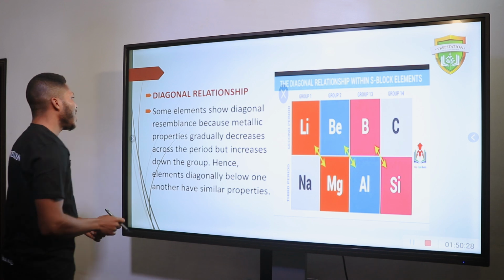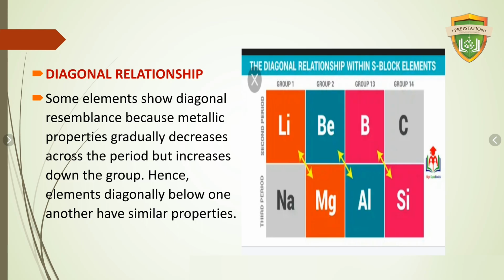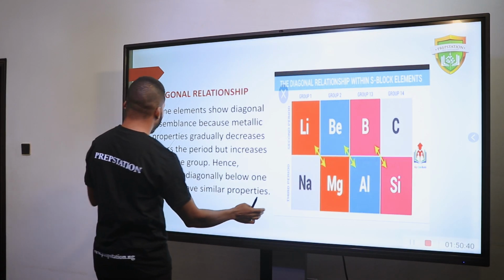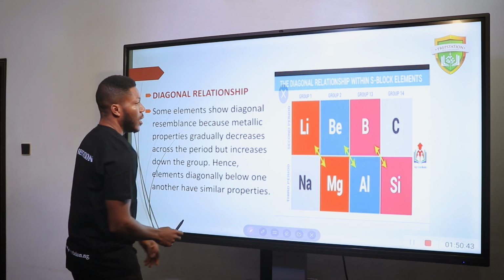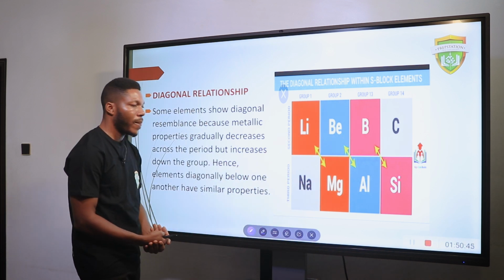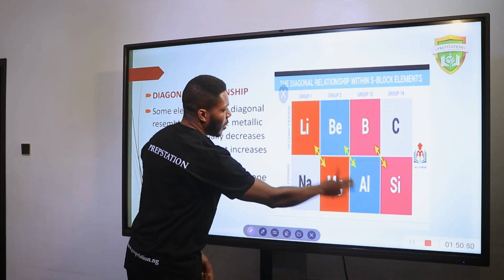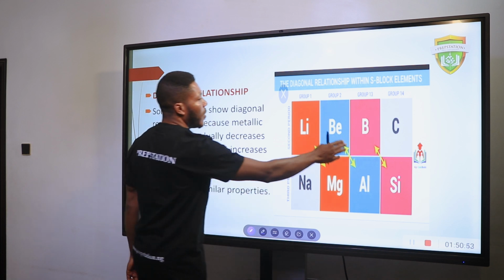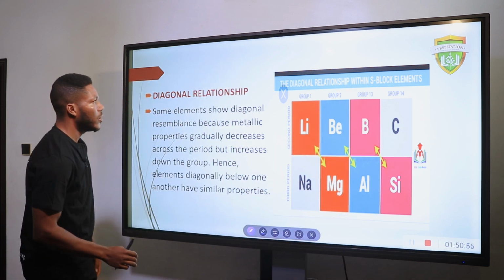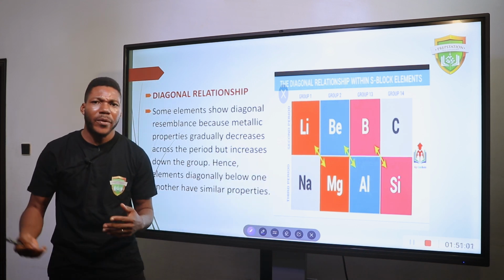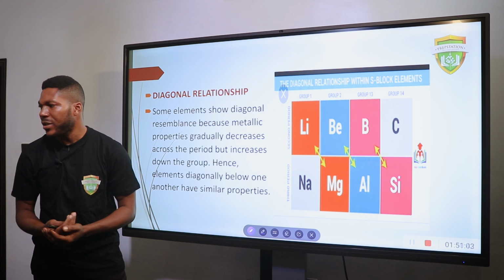Then the last thing is diagonal relationship. Some elements possess the same property, not because they're in the same group, but because they have a diagonal relationship. For example, lithium and magnesium have something in common. We call this diagonal relationship. Beryllium and aluminum have something in common. Silicon and boron have something in common. So this ability in which elements of different groups and different periods have something in common is called diagonal relationship.